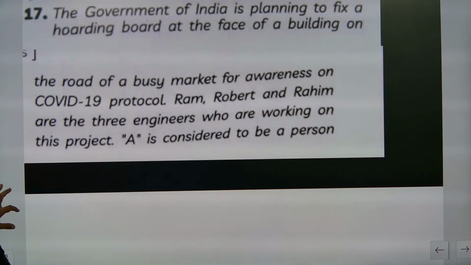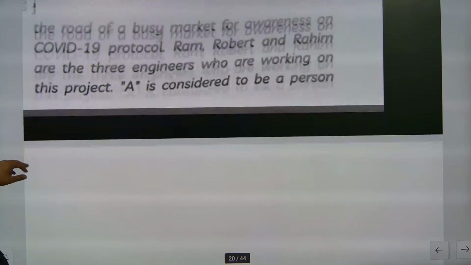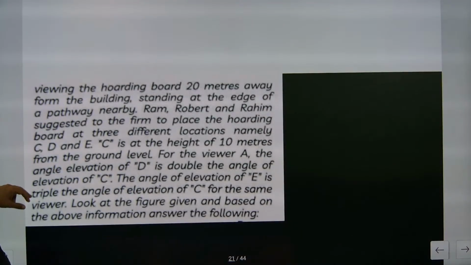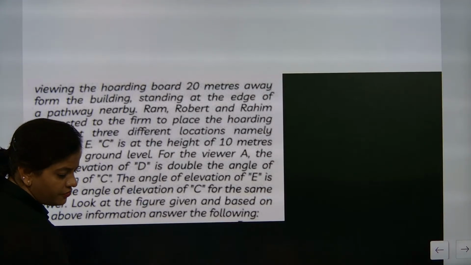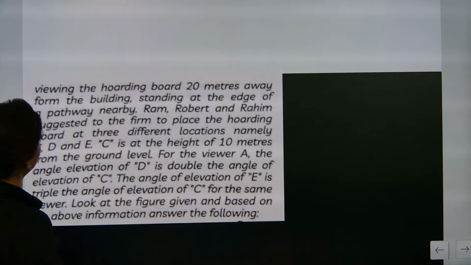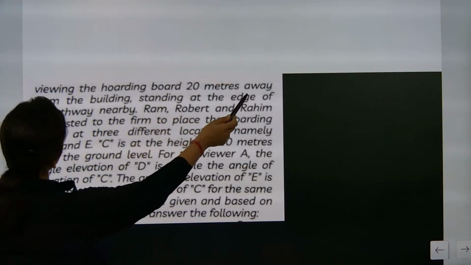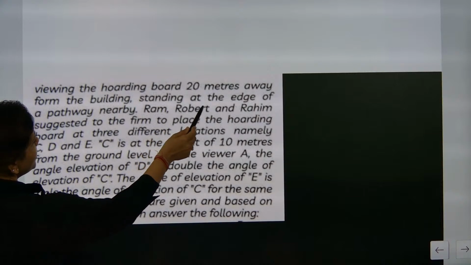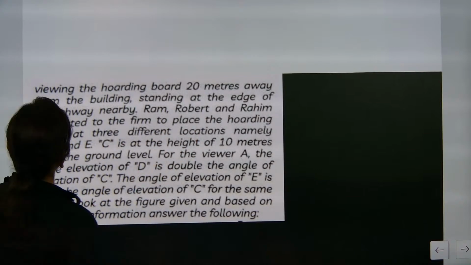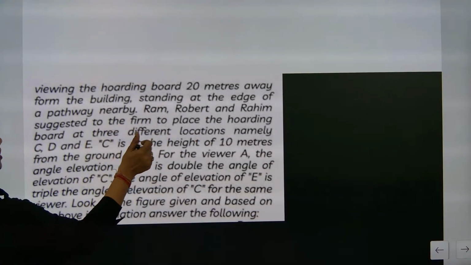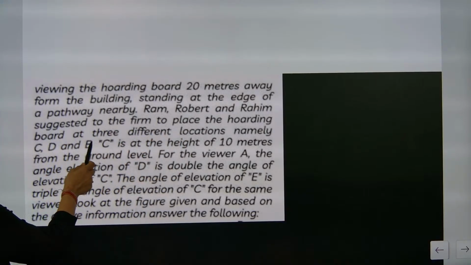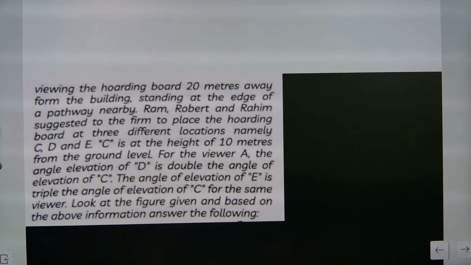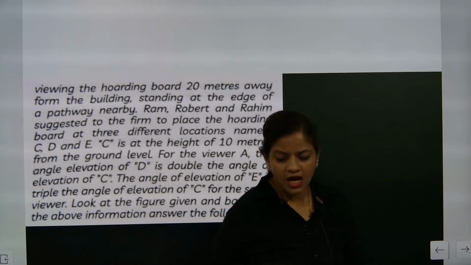Ram, Robert and Rahim are the 3 engineers who are working on this project. A is considered to be a person viewing the hoarding that is 20 meters away. When you are doing case studies, please kindly check this part: the hoarding board is 20 meters away from the building, standing at the edge of a pathway nearby. Ram, Robert and Rahim suggested to the firm to place the hoarding board at 3 different locations, namely C, D, E. So definitely C, D, E are the locations.